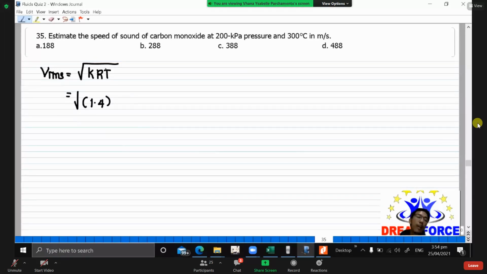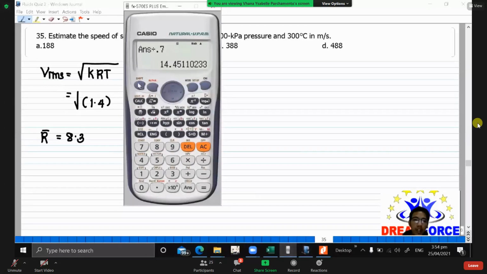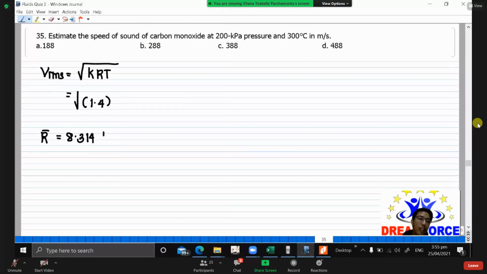About yung R niya. Okay, di ba yung R natin kanina na ginamit is 53.3 kapag naka-feet per second. Paano pag naka-meters per second? Okay, gagamitin natin yung R bar, yung universal gas constant, which is 8.314. Anong unit niyan? We have kilojoules per kilomole Kelvin. Yun yung kanyang unit.